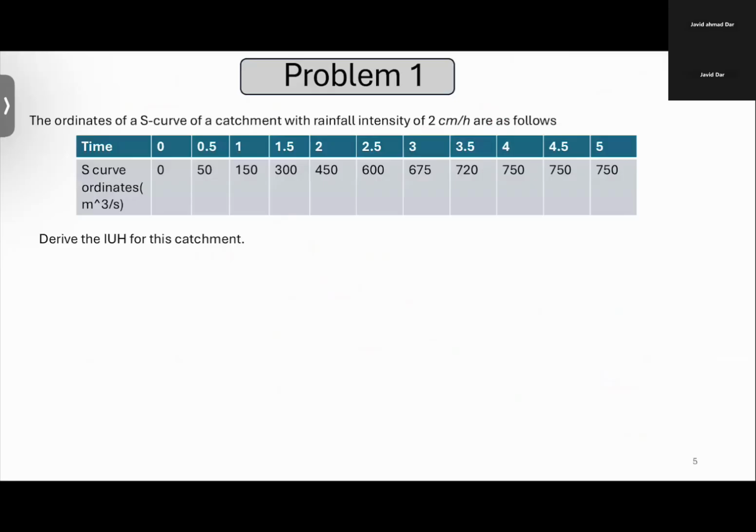Now we are going to do a problem on this. Let's say we are given the ordinates of the S curve of a catchment with the rainfall intensity of 2 centimeter per hour. This was already shown in the class, but I will try to explain it further. You are given the time interval, delta t is 0.5 hours. The S curve is given in meter cube per second. We need to derive the instantaneous unit hydrograph for this catchment.